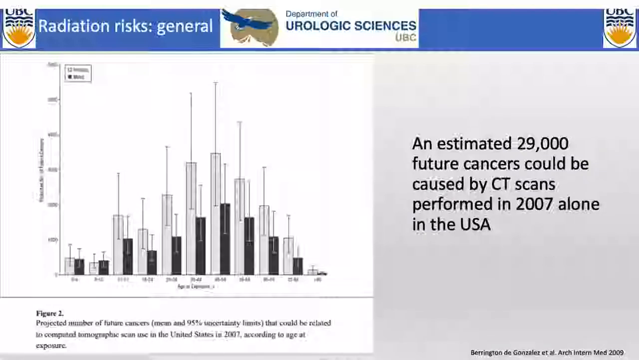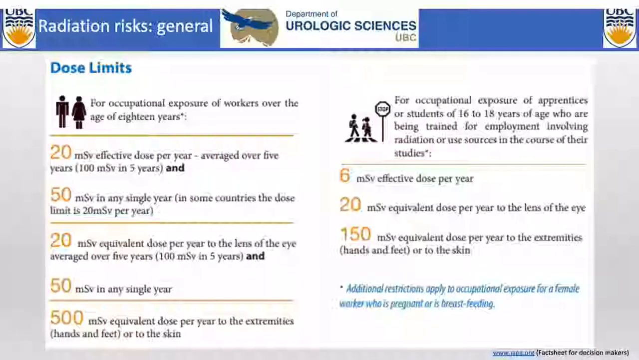A study 2 years later looked at similar data, using the same numbers: number of CT scans performed and radiation dose. They estimated around 29,000 cancers would be caused by CT scans done in the US in 2007 alone. So a fairly significant number, just because of the volume of CT scans being performed. This gets us to talk about radiation limits and radiation safety.